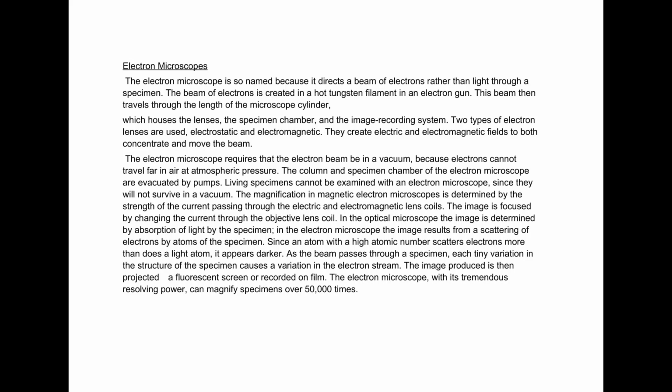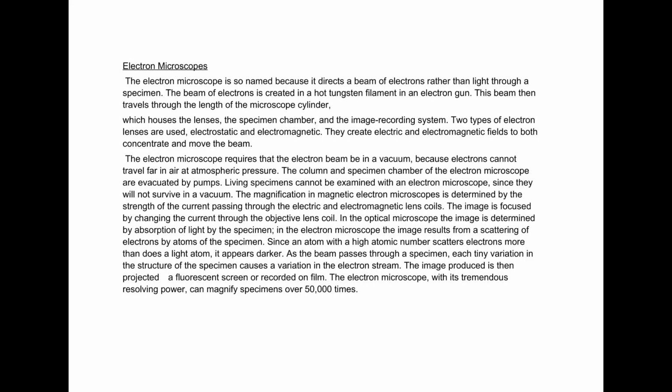Living specimens cannot be examined with an electron microscope, since they will not survive in a vacuum. The magnification in magnetic electron microscopes is determined by the strength of the current passing through the electric and electromagnetic lens coils. The image is focused by changing the current through the objective lens coil.